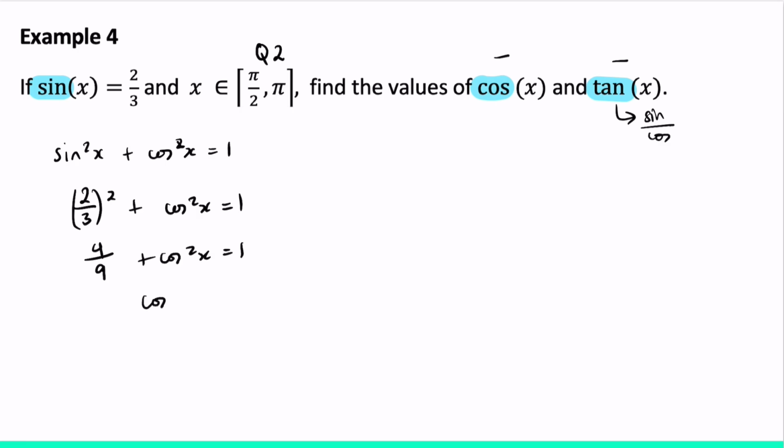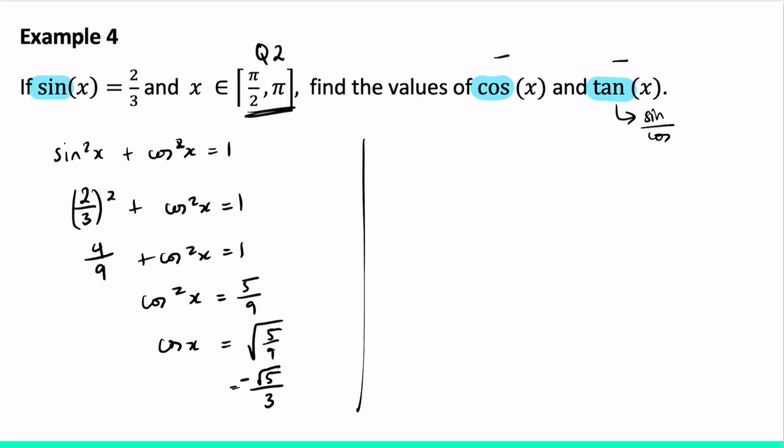I'll take it to the other side. So 1 minus 4 on 9 is 5 on 9. And then I'm just going to take the square root of both sides. So that'll be root 5 on 3. Now, because it is in quadrant 2, I know it's going to be negative. So remember, when you take the square root of a number, it's both plus minus. So that's why I'm going to have the negative version of that number.